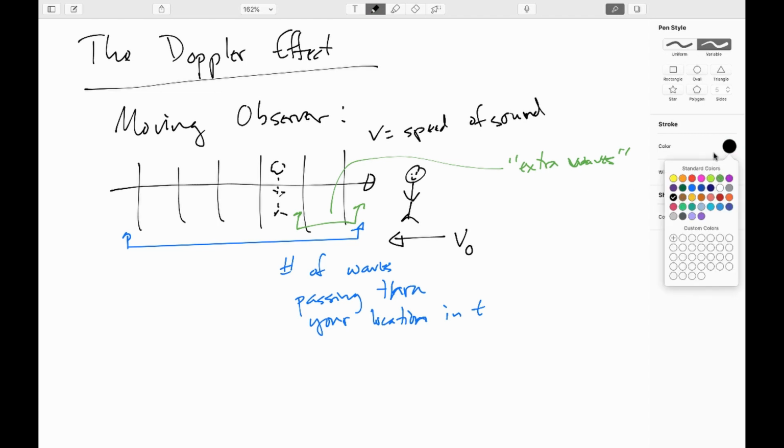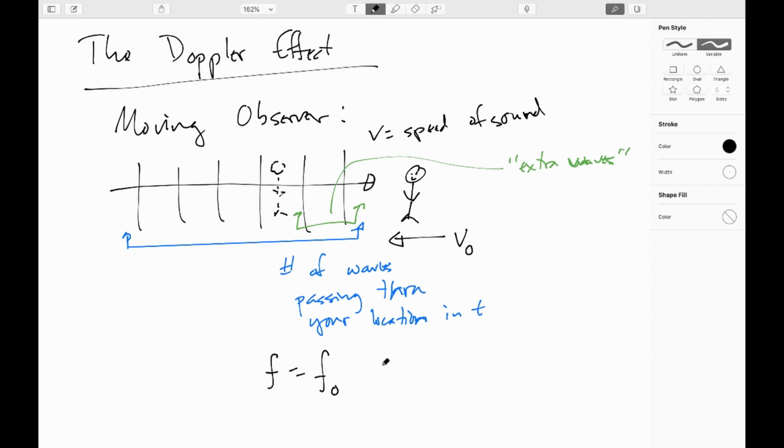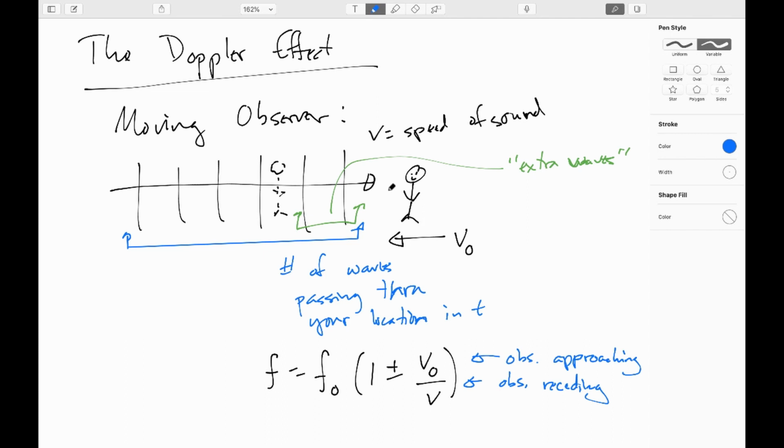The math to get the resultant frequency that you hear is a bit tedious and not terribly instructive, so I'll just go ahead and quote the result. The frequency of the observer, f, would be equal to the frequency of the source, f naught, times 1 plus or minus v_O over v, the speed of sound. The plus sign is if the observer is approaching the source, and the minus sign is if the observer is receding from the source. If you're heading the other way, you're basically running away from wavefronts, and so they wouldn't have hit your head yet.